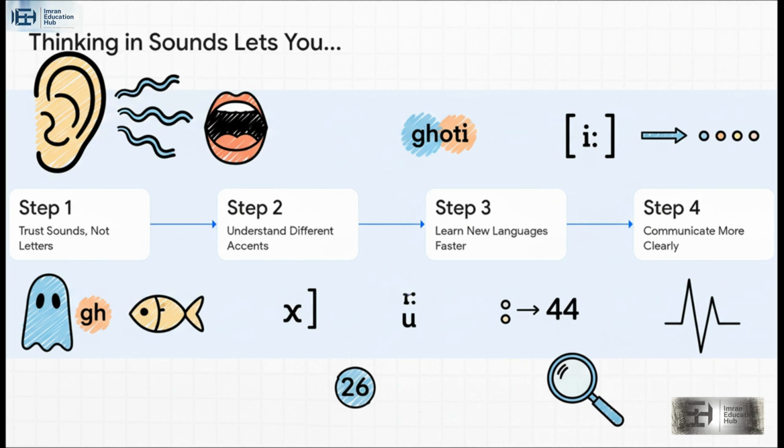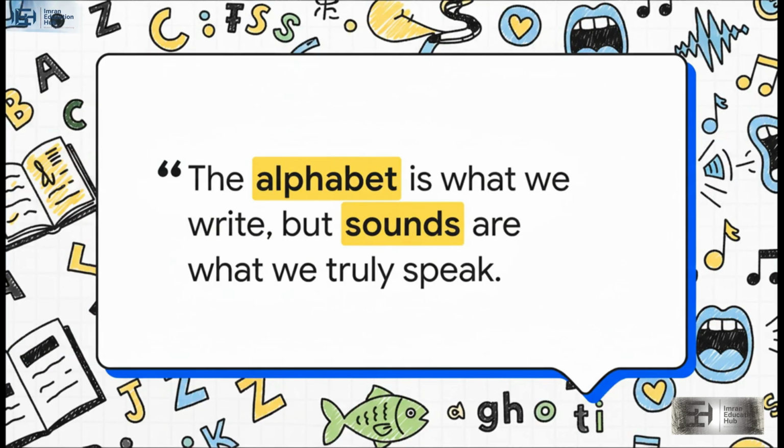It even helps you learn completely new languages faster, because you can tune your ear to their unique sounds. And ultimately, it all makes you a clearer, more confident communicator. This quote really just sums it all up, doesn't it? The alphabet is what we write, but sounds are what we truly speak. We get so focused on the written word, but language, at its very core, is a spoken thing. The alphabet is just a tool we invented to write it down, but the sounds are the language itself.